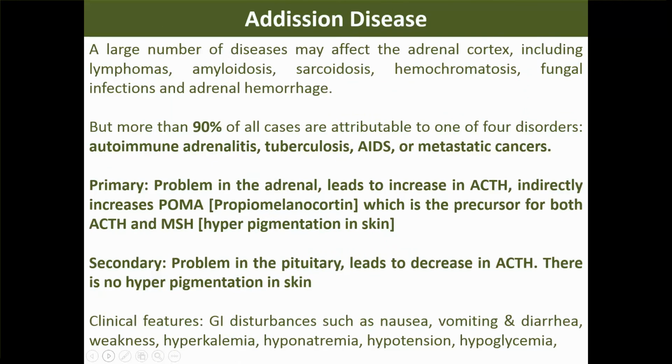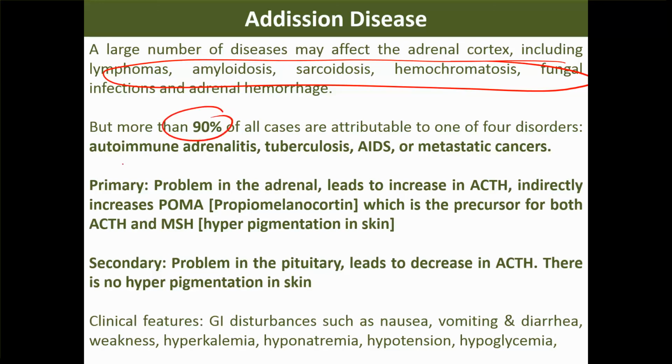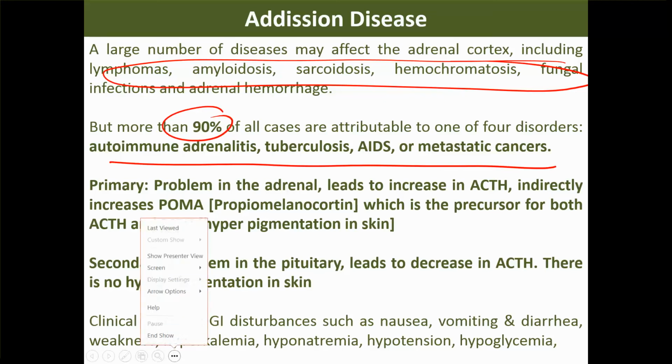Now coming to Addison disease. Like many chronic systemic diseases, they go to the adrenal gland and slowly destroy it, which produces Addison disease. That is primary chronic adrenocortical insufficiency, and 90% it may be due to autoimmune adrenalitis, tuberculosis, AIDS, or metastatic cancer. So you should know to differentiate primary chronic adrenocortical insufficiency, otherwise called Addison disease, from secondary adrenocortical deficiency by carefully doing the clinical examination. Let me explain how.